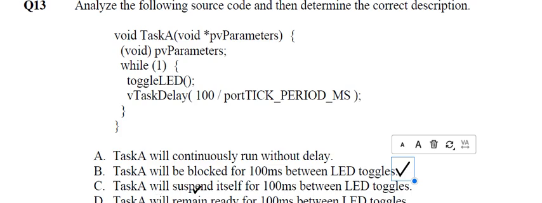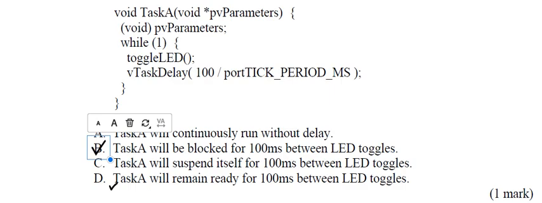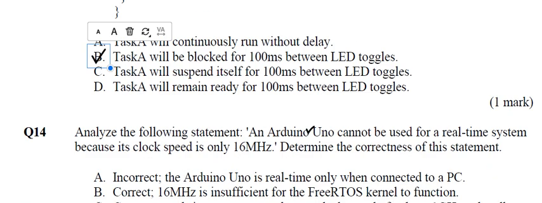And then suspend itself for 100 milliseconds between toggles. Using suspend, as I mentioned, is not so appropriate. Even though some books use suspend, the more appropriate terminology is block. Since we have the suspended state and the blocked state, the answer will be B, using the correct terminology of block. The D task will remain ready for 100 milliseconds between toggles. Ready appears wrong, because it goes to the blocked state since we call vTaskDelay.